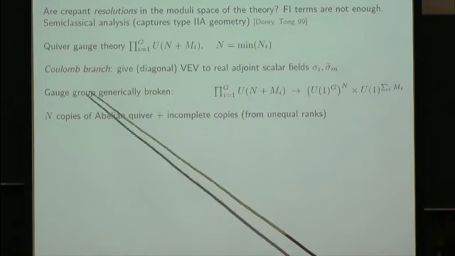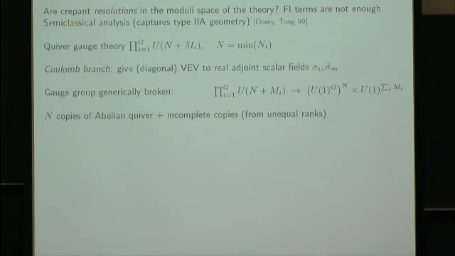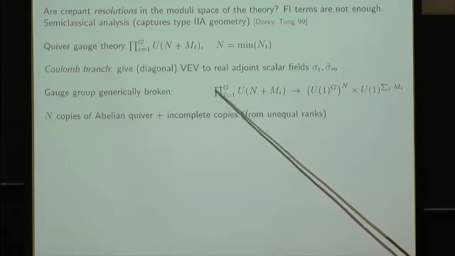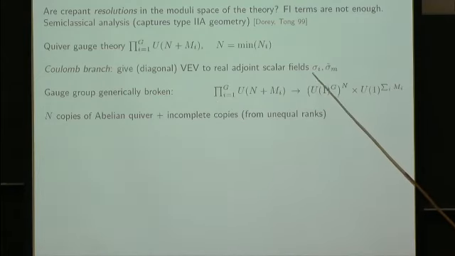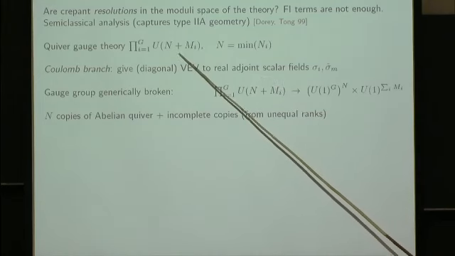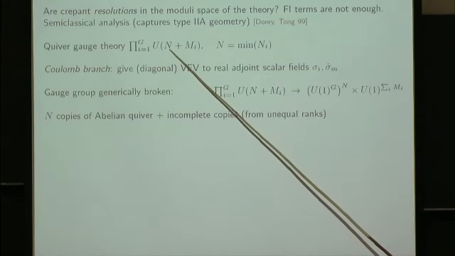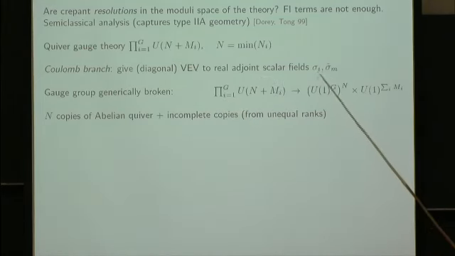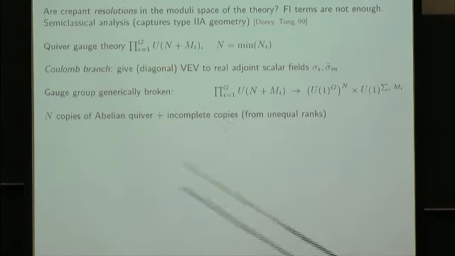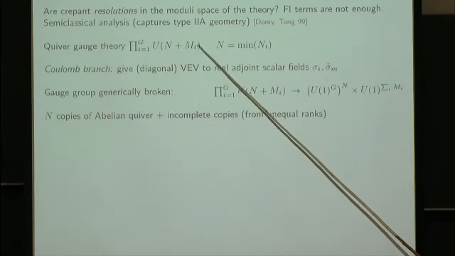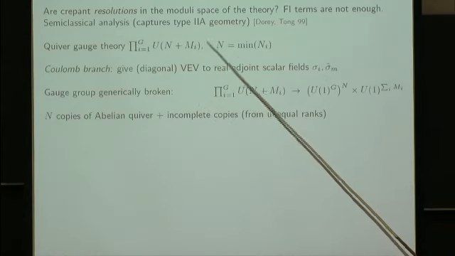And this is our Coulomb branch. So let's give a vev to these real adjoint scalars, and I divide them in two groups: sigma, which are the ones which represent the Cartan of these first n directions, so they are common to all the groups, and then the sigma tilde, the ones that belong to these extra directions.